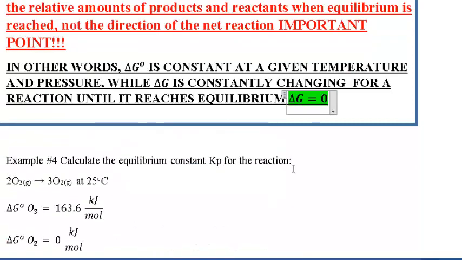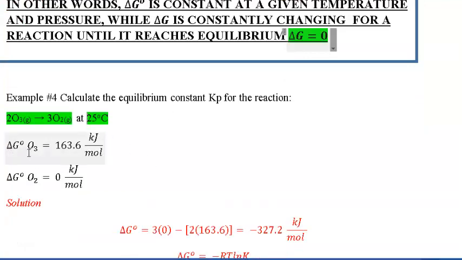Right, let's do this practice problem here. Calculate the equilibrium constant Kp for this reaction. This reaction is ozone going to oxygen, and we have it at 25 degrees. So we quote an equilibrium constant at a specific temperature, Kp, P stands for pressure. So we got the free energy of formation of each individual molecule of these gases from the back of the book.